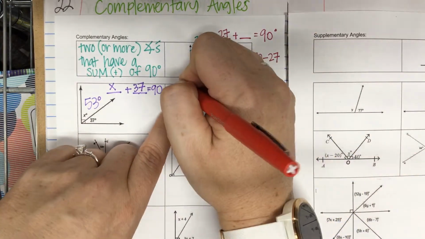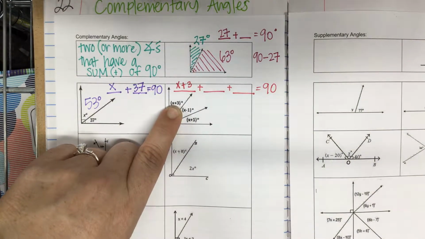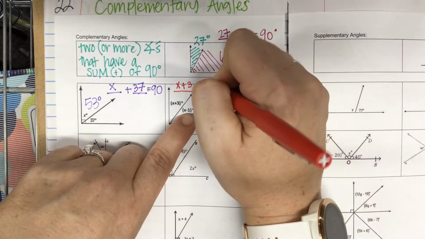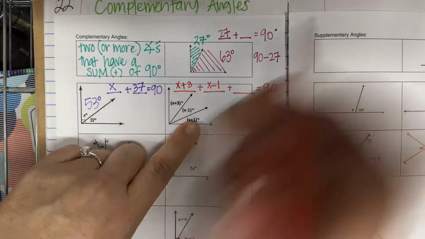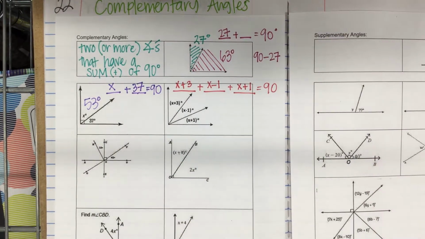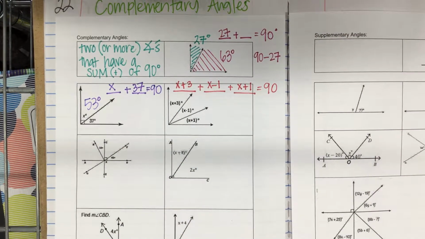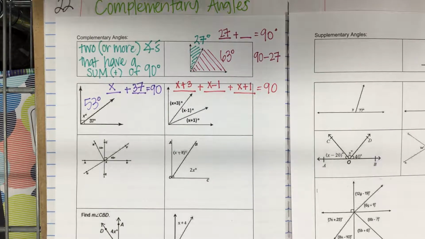My first angle is x plus 3. My second angle is x minus 1. And my third angle is x plus 1. I have 3 angles in this problem instead of 2 angles. But it's still the same process. All 3 angles have a sum of 90 degrees. However, there's some algebra in this. We just got done with a unit about multi-step equations, correct?